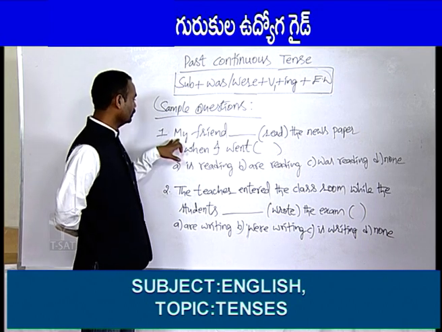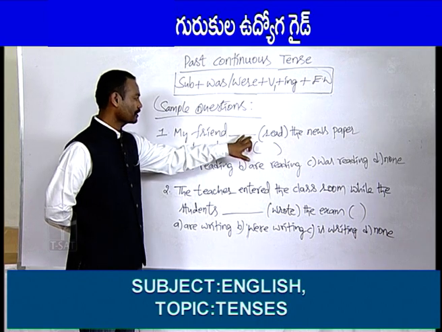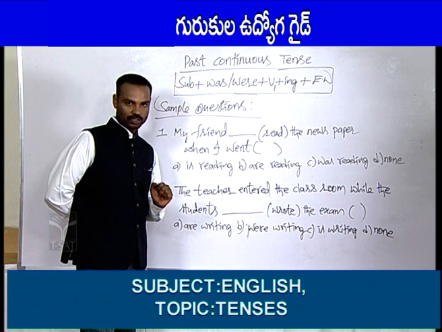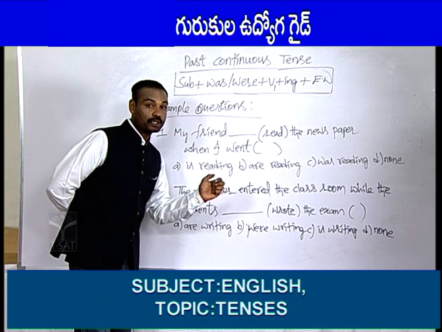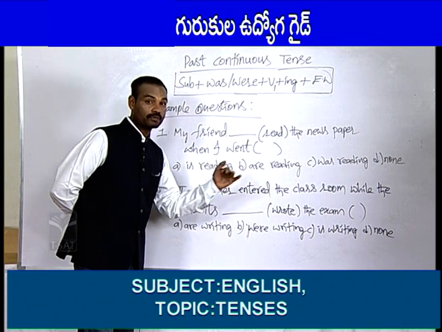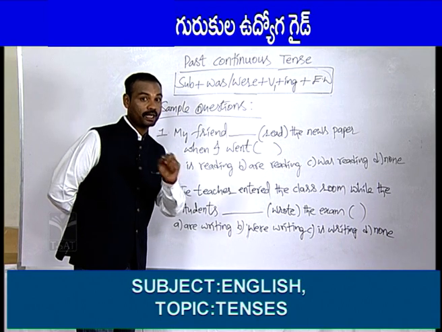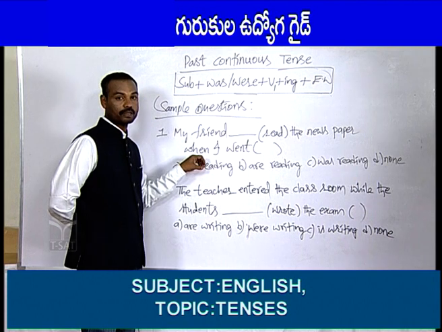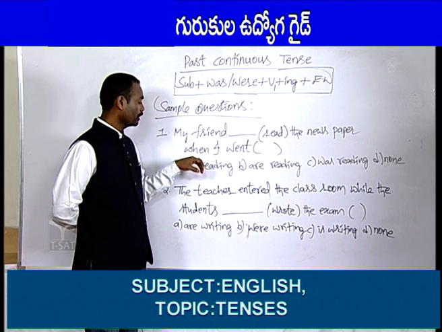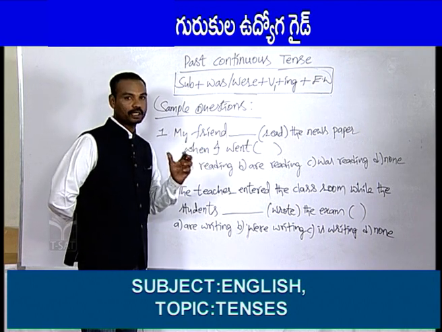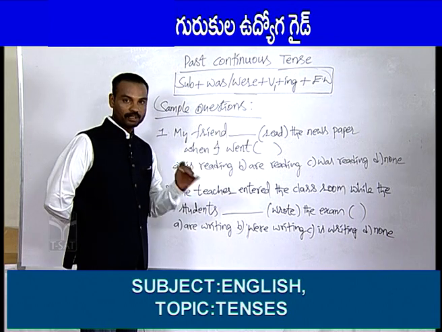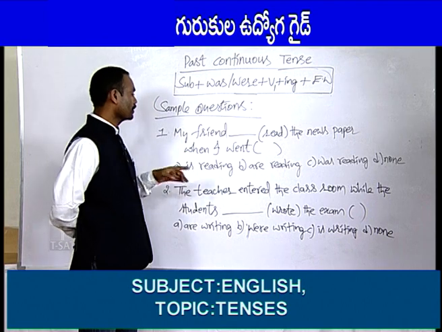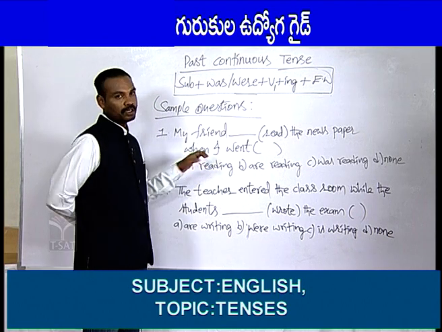Example number 1. My friend dash, under the bracket read is given, the newspaper when I went. What I have told you, how many keywords will be there in this tense? Two. They are when and while. Come on, find out. Where is the keyword? Yes, here is the keyword. When is the keyword. So the moment you see this keyword, immediately you can imagine that this sentence has been given from past continuous tense. So you came to know the name of the tense.